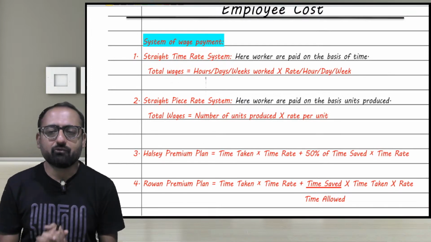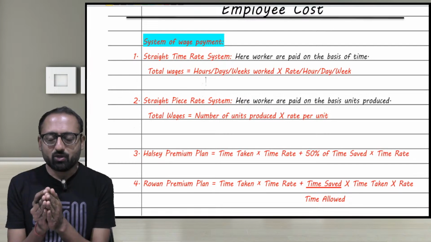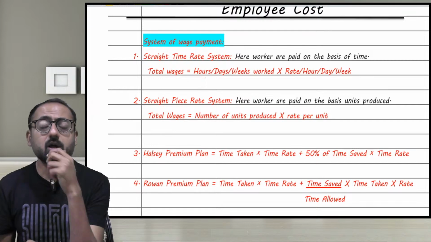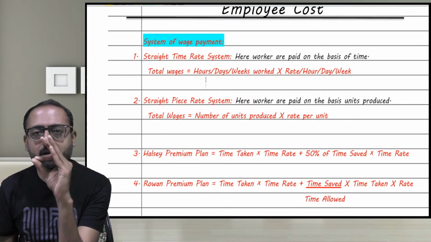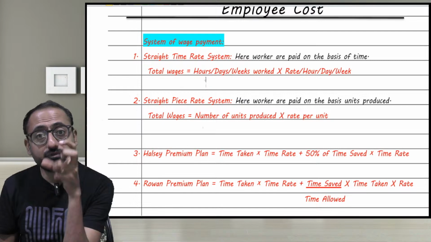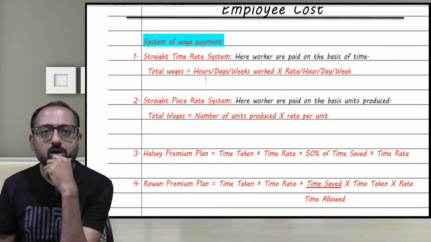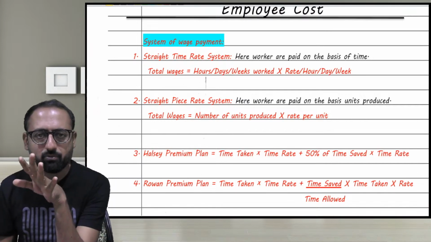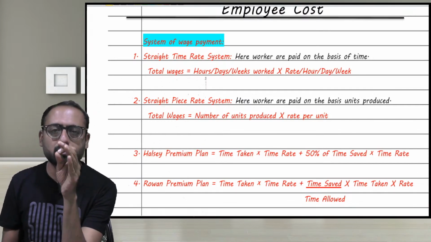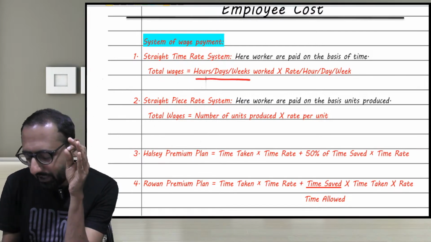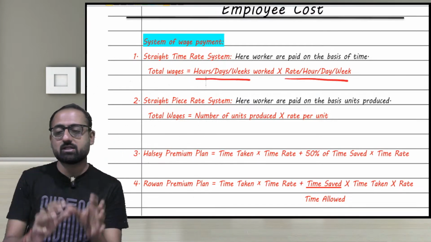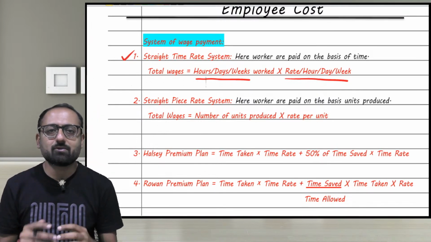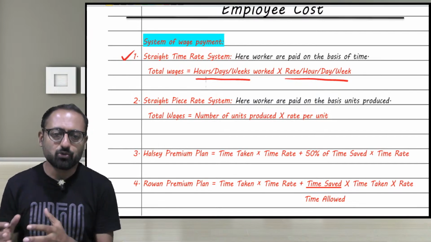So boys and girls, let's concentrate on the first formula, and the first formula is time rate system. Under time rate system, a very simple formula is there. You're going to pay on the basis of hours worked multiplied by rate per hour. Or the formula can be days worked multiplied by rate per day, or weeks worked multiplied by rate per week, or months worked multiplied by rate per month. So these are very simple formulas. Basically, in maximum questions, you are going to use hours worked multiplied by rate per hour. Here, the employee will get wages on the basis of time spent in the factory.